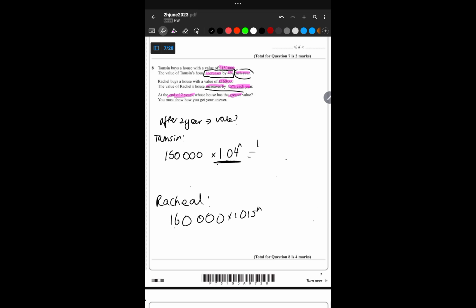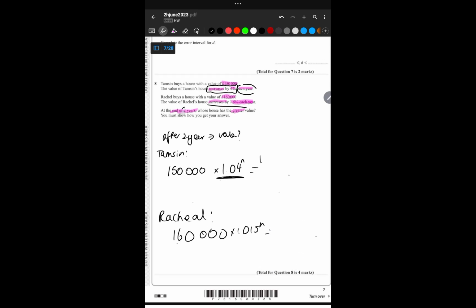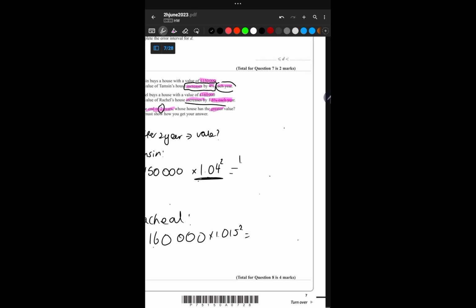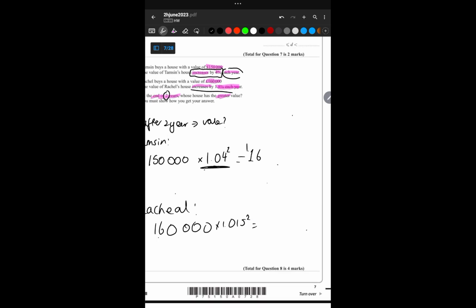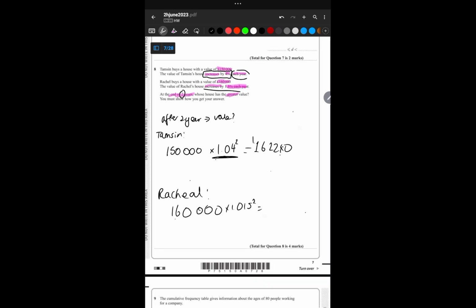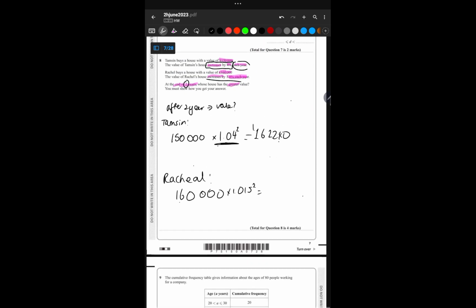So let me just roll this all out. It asks at the end of 2 years, which has the greater value. So you are going to put 2 here. That is going to give you the number of years. And that should be around 1,622.40.